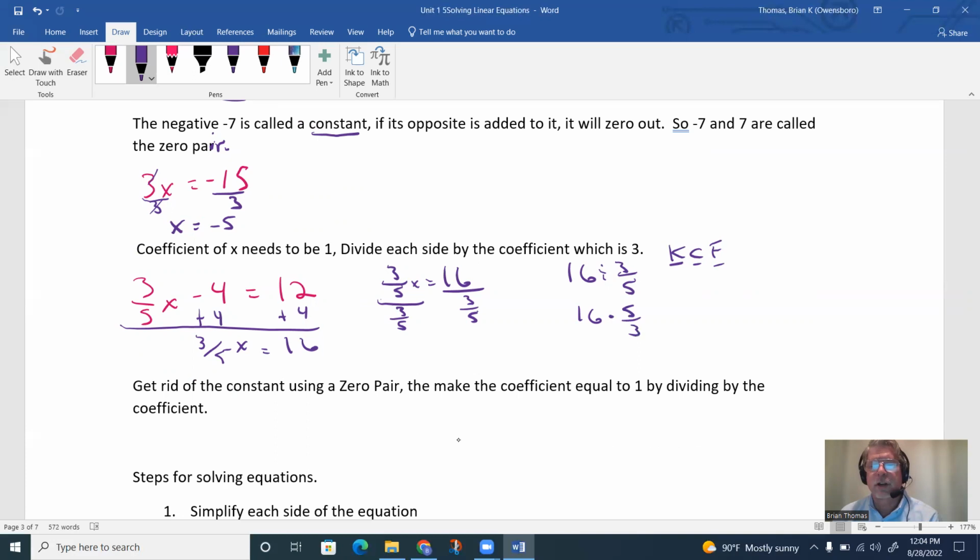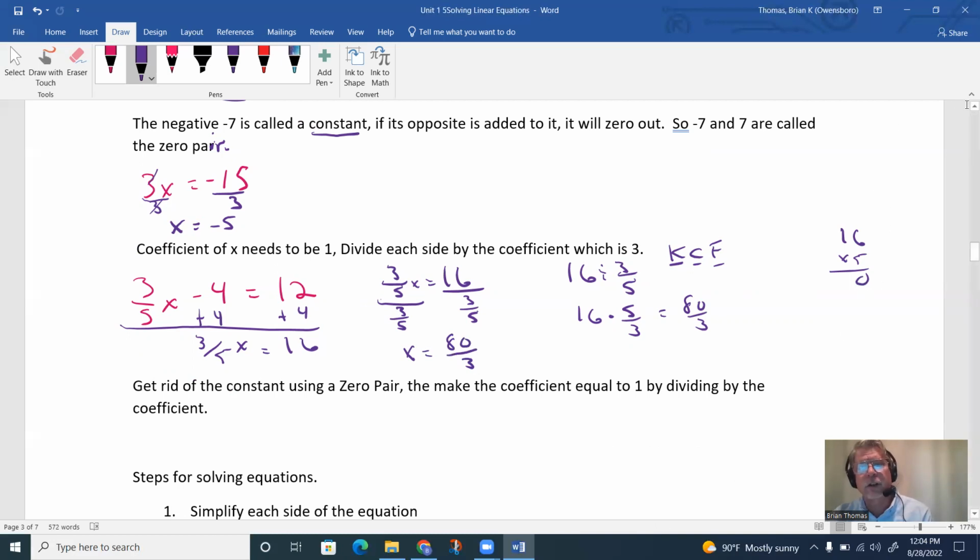So now if we multiply straight across, we end up with 16 times 5. 16 times 5 would be 80. So this would be 80/3 as an answer. So x would equal 80/3. We would leave it as a fraction unless they ask us to do otherwise.